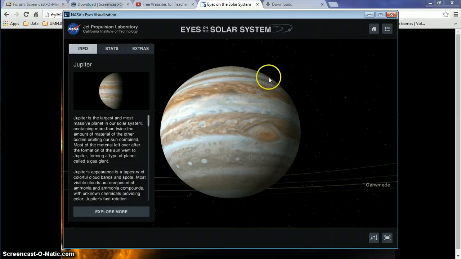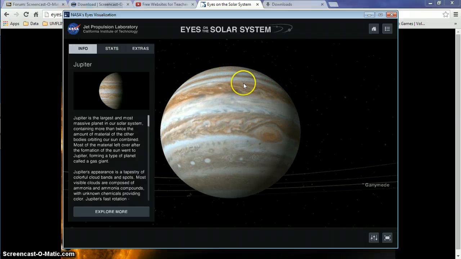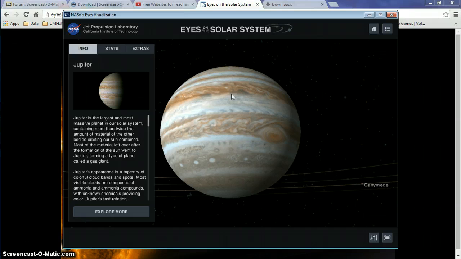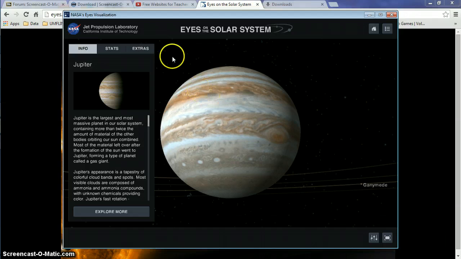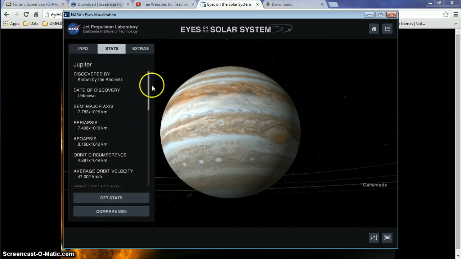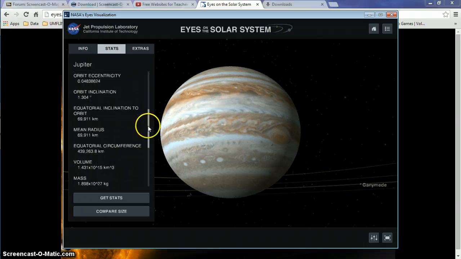Okay, Jupiter is the largest planet in our solar system. It is also a gas giant, meaning we are not completely certain there is any rocky core material underneath this hundreds of thousands of miles thick atmosphere. Stats for Jupiter, once again, are all located right here.